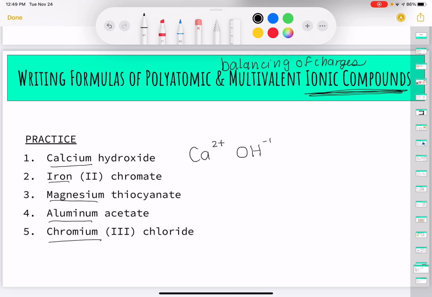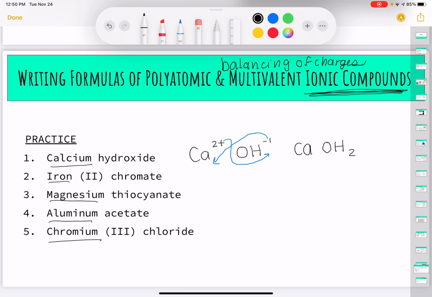Perfect. Looking at this, it's not balanced. We don't have the same amount of negatives as we do positives. So we've got to do our crossover method, or our whale, or whatever you would like to call it. So we take this -1, this 1, and we put it down here. We take this 2, and we put it down here. This becomes Ca1, which we don't write the 1, and OH2.